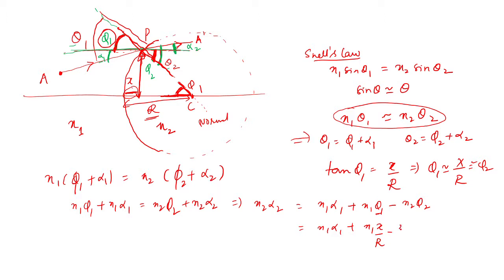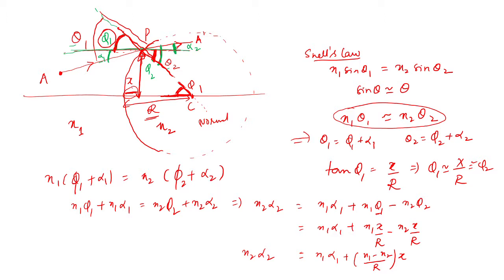So I would have minus n2 x by r here, or I can write it as n1 alpha 1 plus n1 minus n2 divided by r times x, right? So I have written n2 alpha 2 as n1 alpha 1 plus n1 minus n2 by r times x.